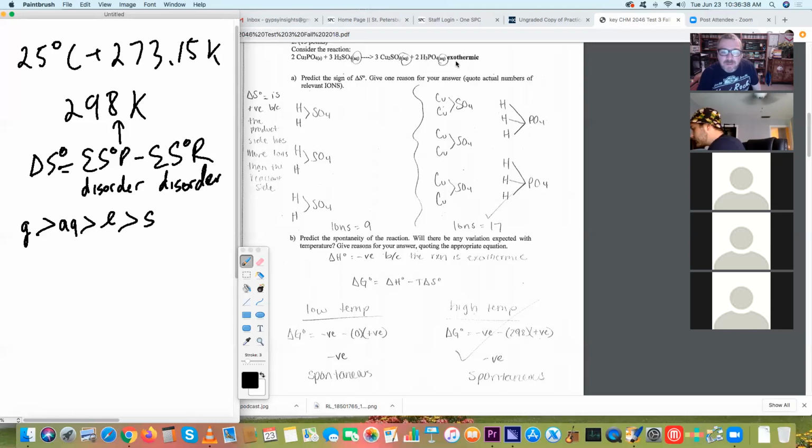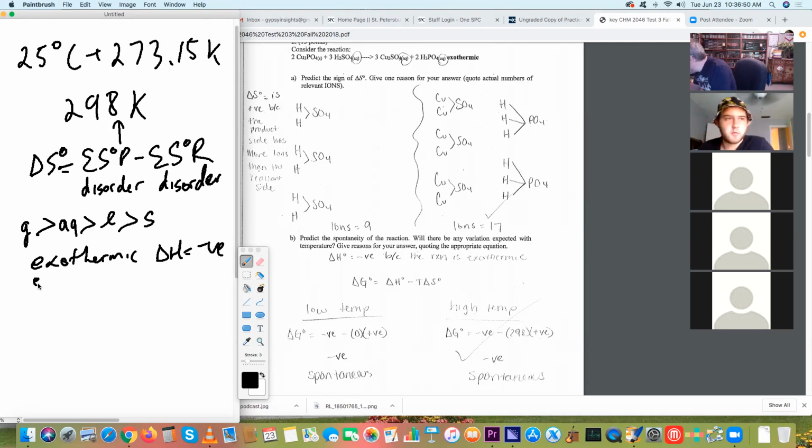So if it's exothermic, it becomes pretty easy at that point. It means delta H is negative. Exothermic was whenever heat is on the product side. Take a look.